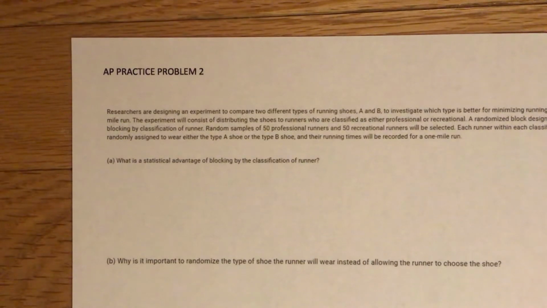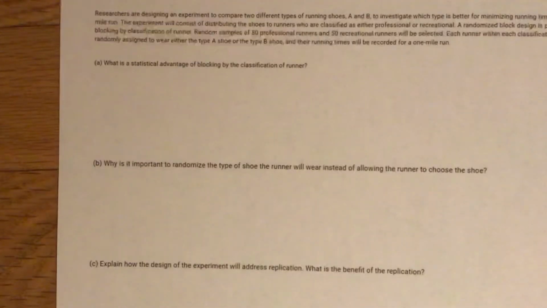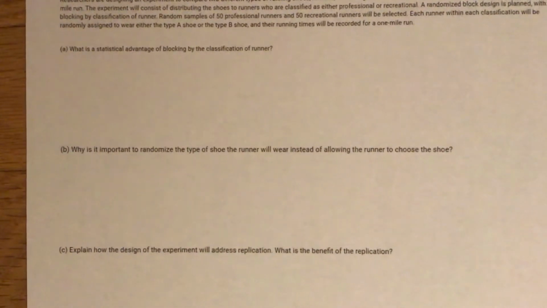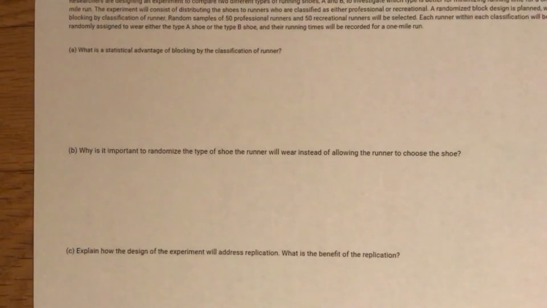And since we know that there's that difference, randomization helps with differences we don't know, but in this case we are aware of this difference, and it's good to make sure that we mitigate it before we do the experiment. The next part asks, why is it important to randomize the type of shoe the runner will wear instead of allowing the runner to choose the shoe?